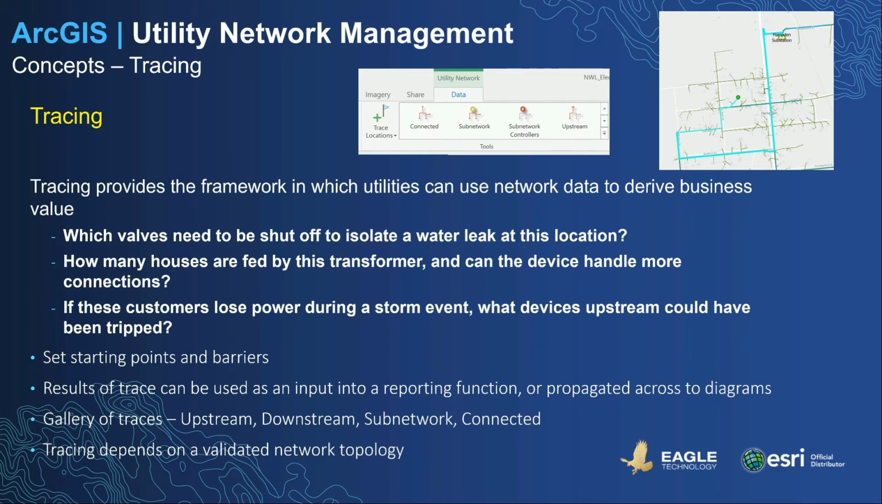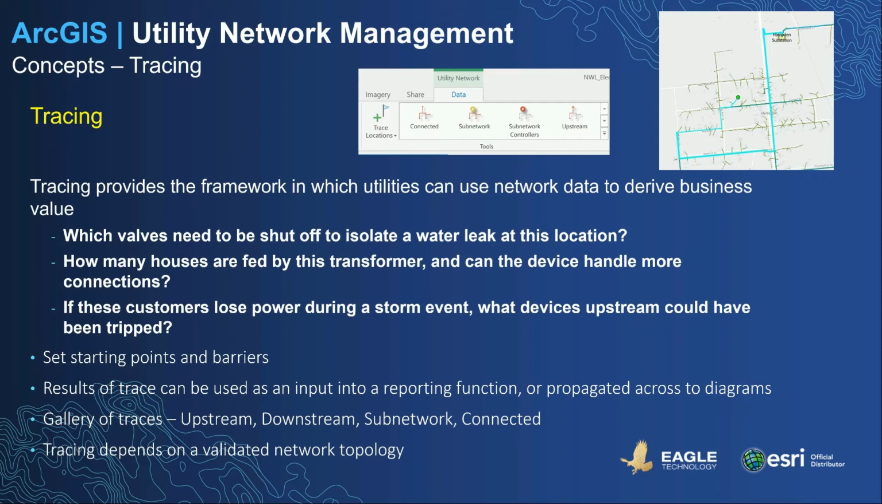Upon completion of a trace, the results are returned in the form of a selection set of highlighted features, which can then be inputted into a reporting function. For example, to send out notices to affected customers for planned outages, or the results could be propagated into a schematic diagram view, as you'll see in the demo. In ArcGIS Pro, there is a gallery of trace tools to choose from to meet your business needs.